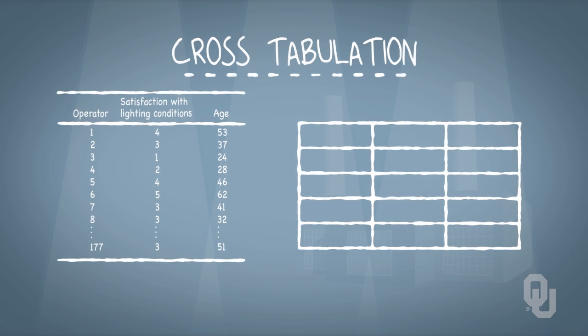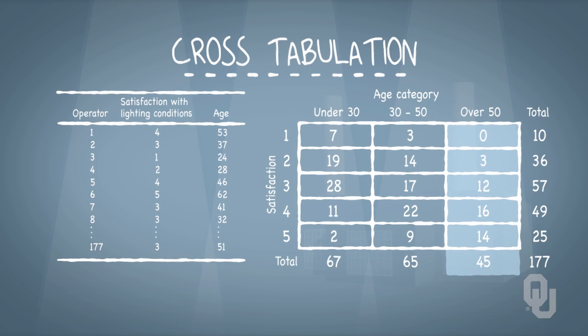We get an idea of the count of operators in each category, noting that there are fewer operators in the sample that are over 50 relative to the other age groups. We see that most operators fall in the middle of the satisfaction survey, with not at all satisfied having the fewest responses. Further, we see that the operators under 30 tend to be less satisfied with the lighting situation, and operators over 50 tend to be more satisfied. Seeing how these two variables vary with each other might add some insight for further investigation. For example, why exactly might different age groups have different opinions on the lighting used in the factory?